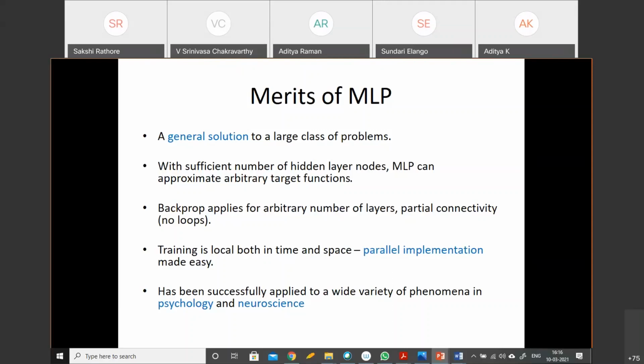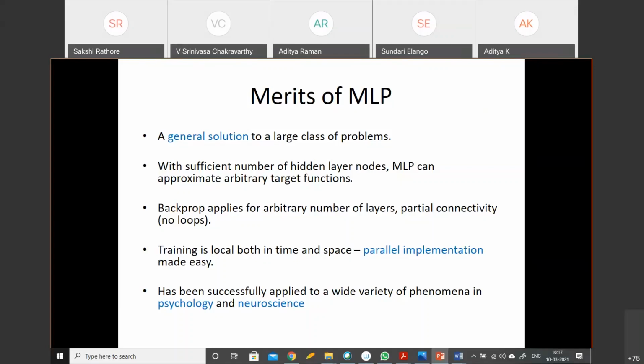So training is local both in space and time. That is, to train a given weight, all that I need is information coming from the 2 ends of that weight. So let us say I have a network with 10 hidden layers. If I'm training a weight in the first hidden layer, I don't need any information about what's happening in the 7th hidden layer. All that I need is, at this connection, what is the activity at the input end of the connection and at the output end.